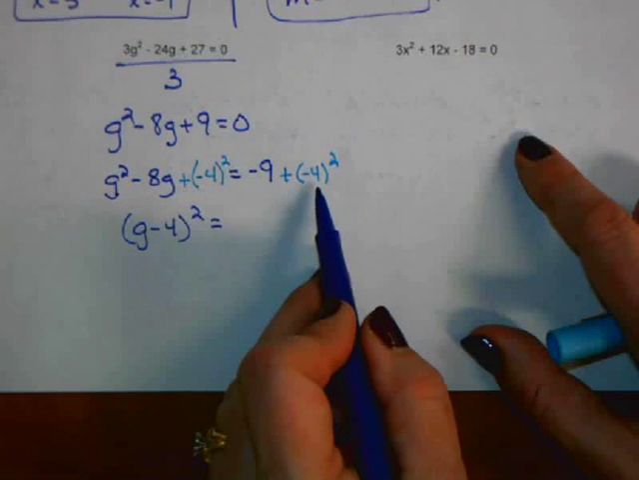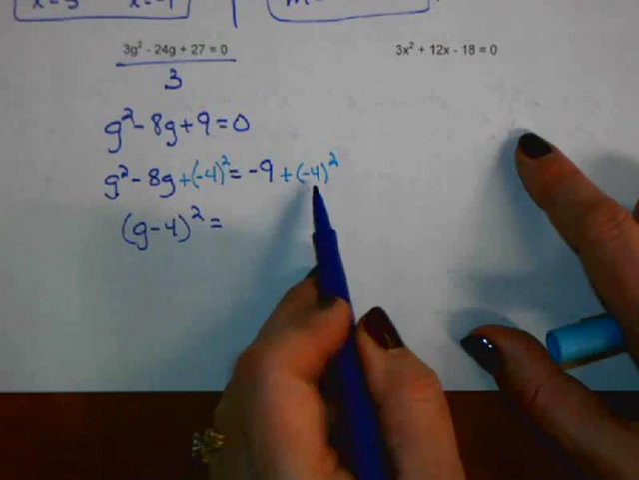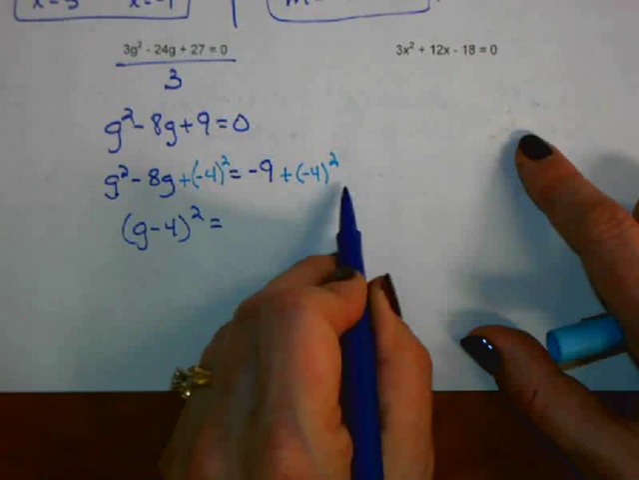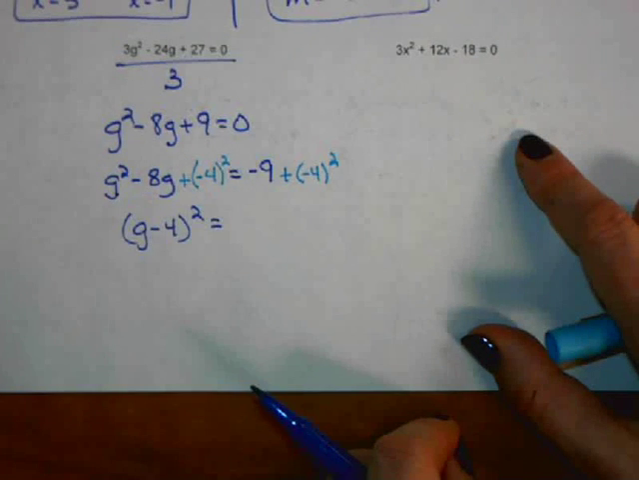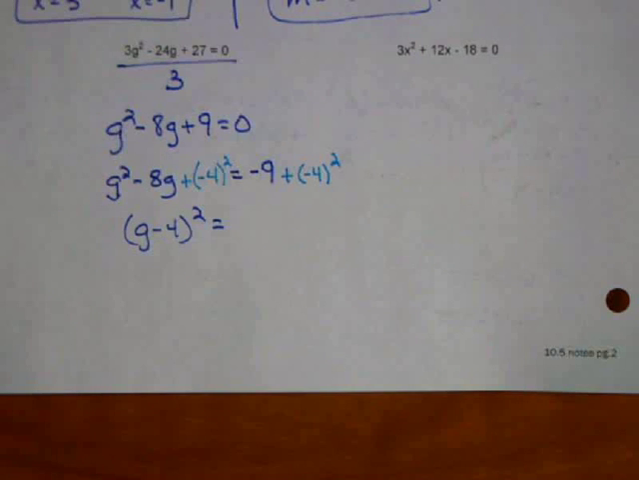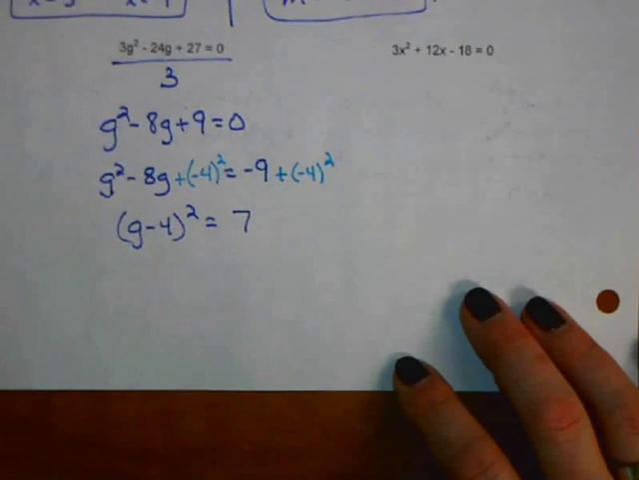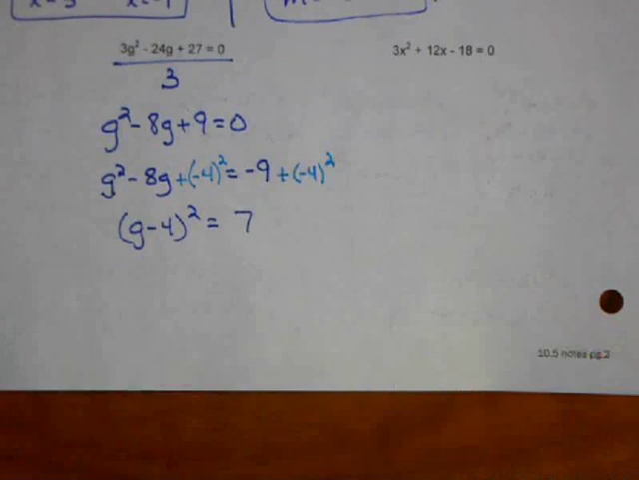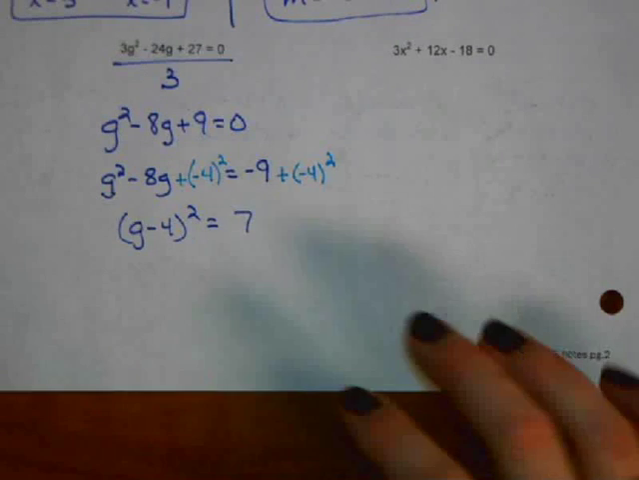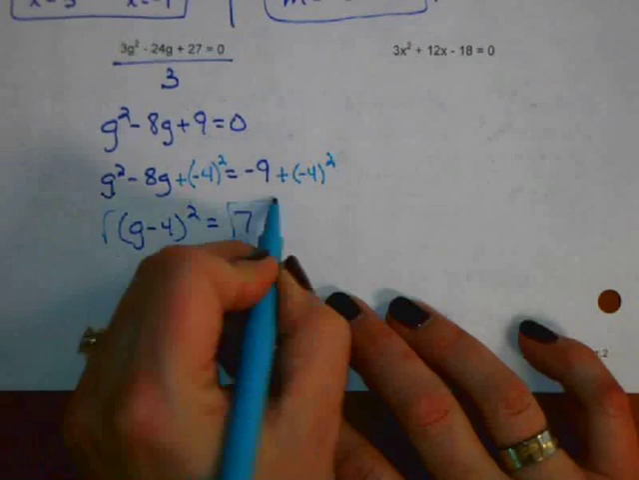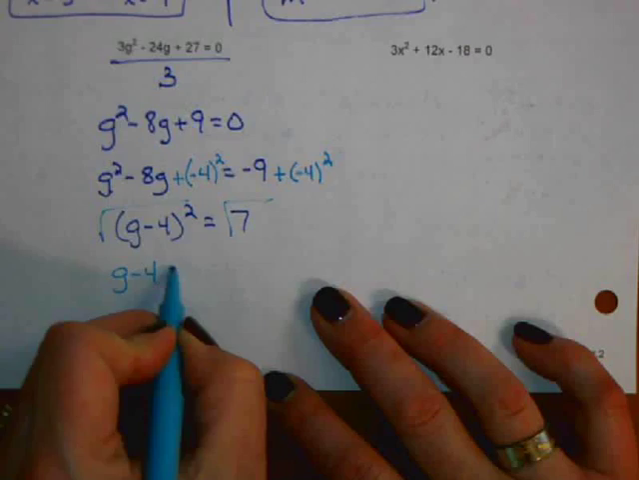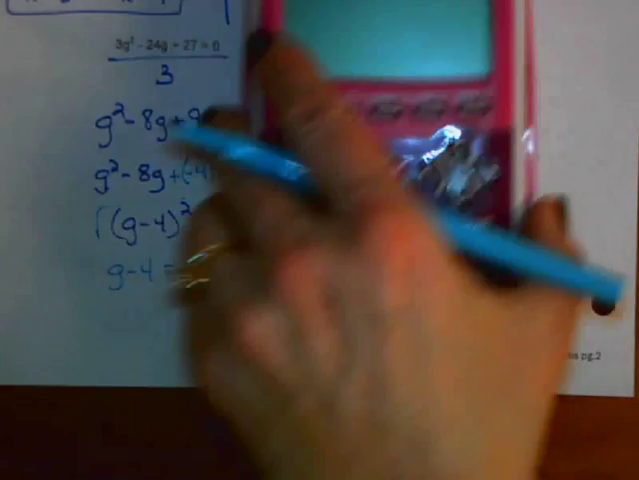Anybody know what that is? Negative 9 plus 16. What would it be? 7, right? 7. Yeah. If you don't know, you can do it on your calculator. Negative 9 plus 16. It's like 16 take away 9. Alrighty. Now let's do this in decimal form, because we can. It doesn't make a difference. G minus 4 equals, let's find the square root of 7 on the calculator.